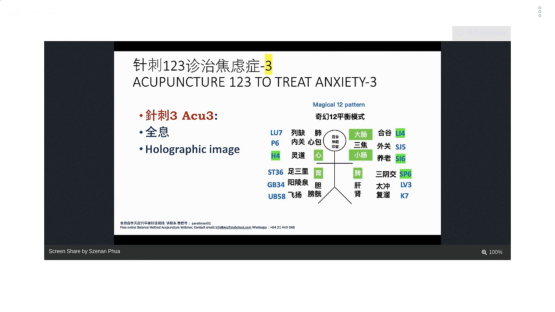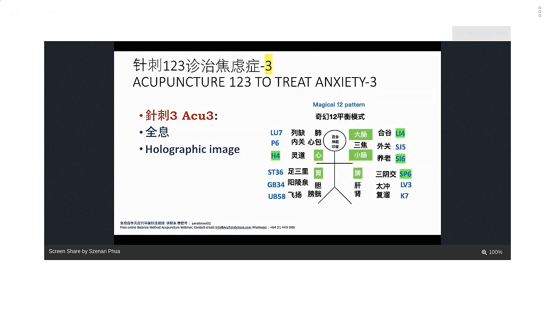Lung 7 on the right side, pericardium 6, heart 4 on the left side. On the right side, right hand yin, left hand yang. Okay, left hand yang. So large intestine 4, Sanjiao 5, small intestine 6, Yang Lao over here.